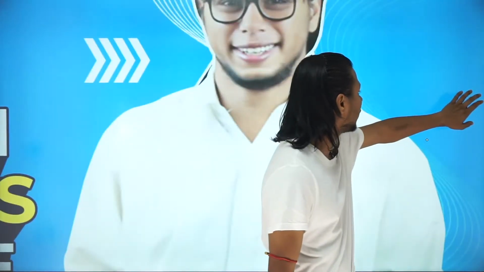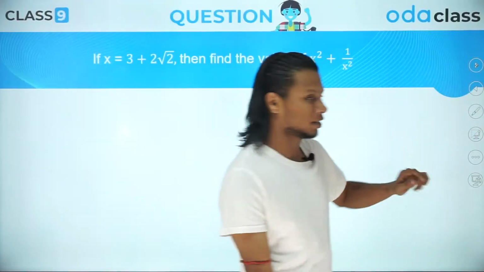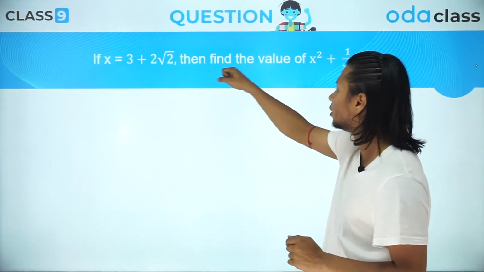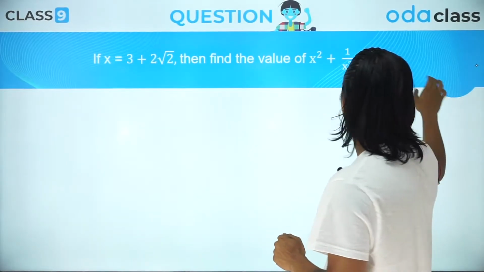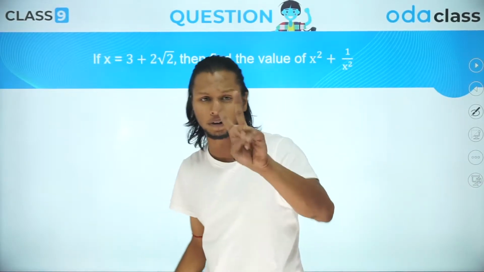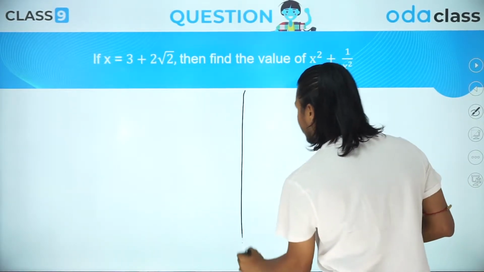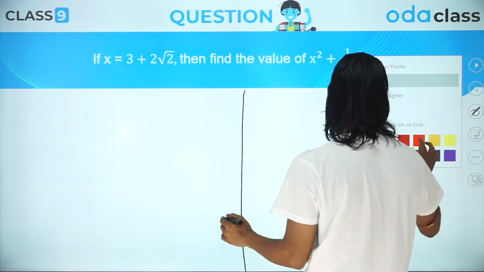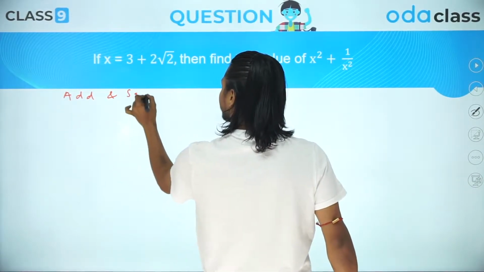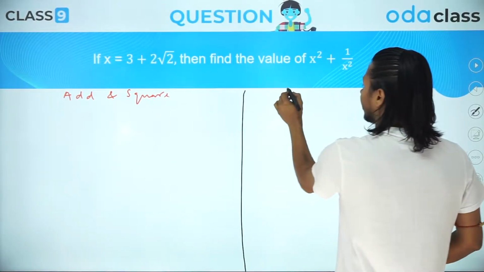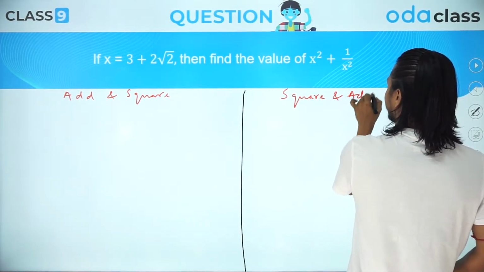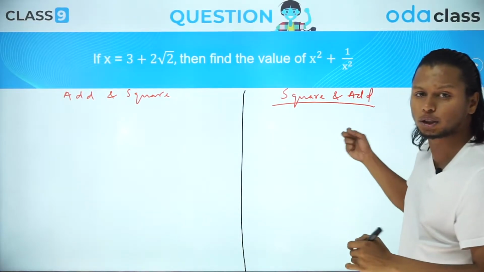And here's our first question. So the first question is this. If x is equal to 3 plus 2 root 2, then find the value of x square plus 1 by x square, right? And for that, kids, we're going to use 2 different methods. One of them, as we know it, is known as add and square. And the other one is square and add, right? Let's explore this one first, kids.